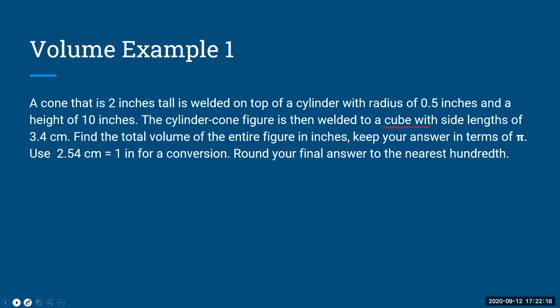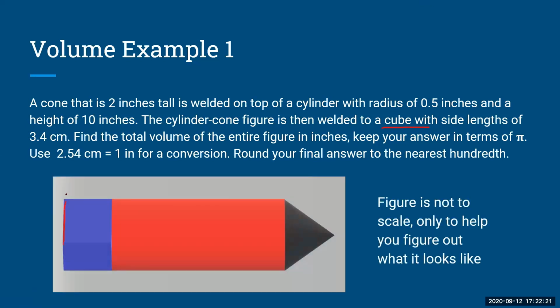So here's what I'm talking about. That's what it looks like. So you have a cube right here with side lengths of 3.4 centimeters. That's a cube, by the way. You can't really see the line right here. Then you have your cylinder. This is a different color. Let's go green. You have a cylinder right here that has a radius of 0.5 inches and has a height of 10 inches, right? And then you have the cone, which also shares the radius of 0.5 inches because it's on top of the cylinder and has a height of 2 inches.